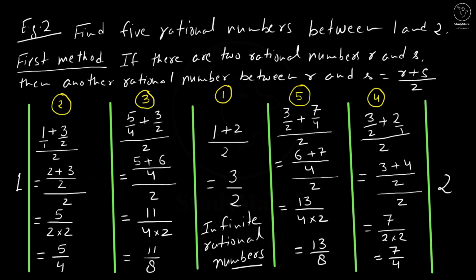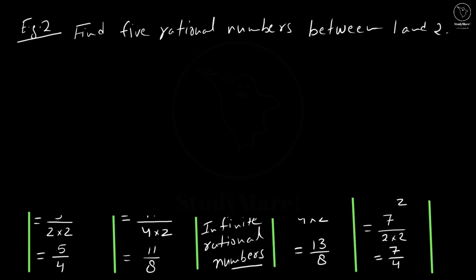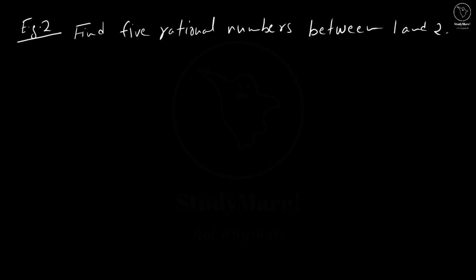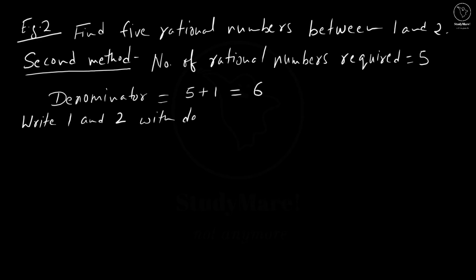Now let's solve the same question with the second method. Number of rational numbers required is 5. Let's find out the value of the denominator to be used first, as it is required to solve this question. Add 1 to the total numbers required, which in our case is 5, plus 1 equals 6. Now write 1 and 2 with denominator 6, so the value remains the same.